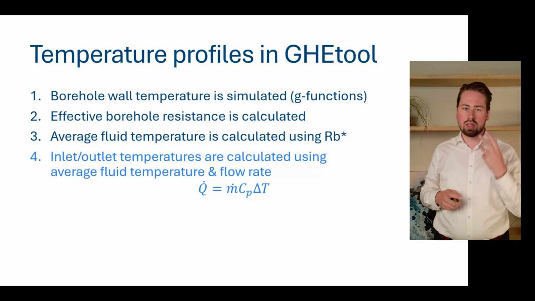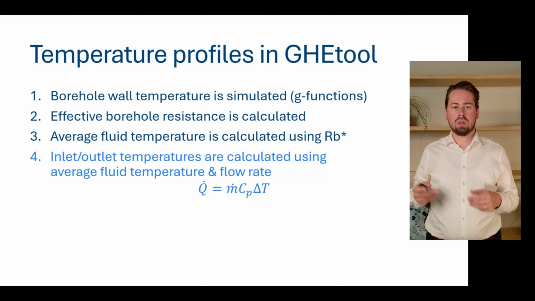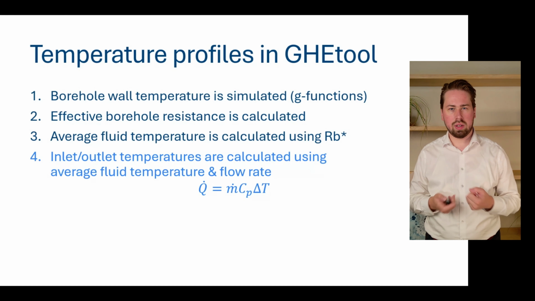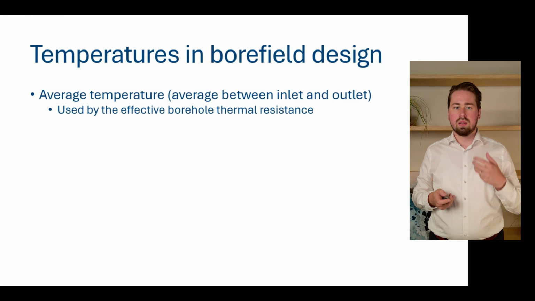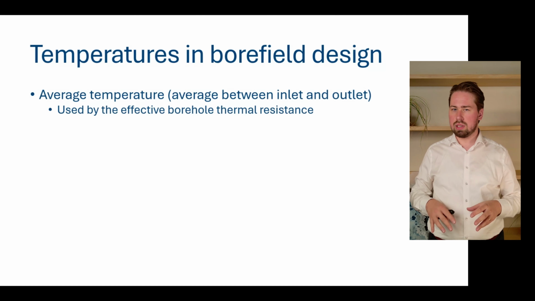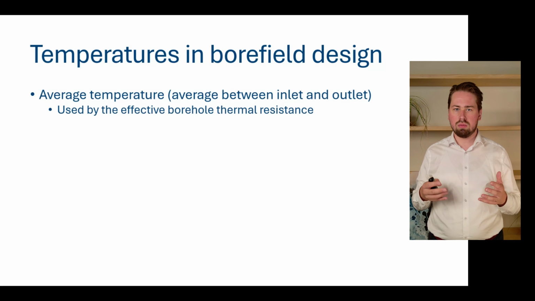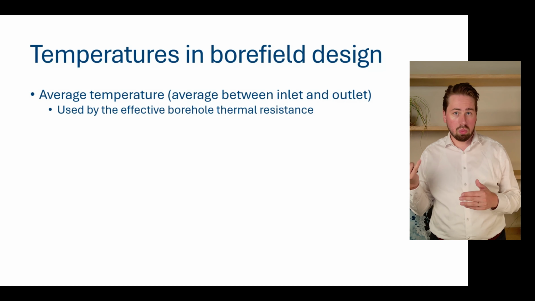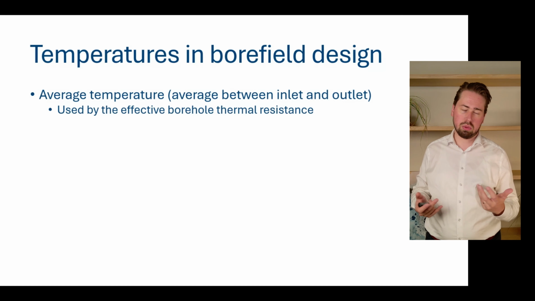So let us now discuss why we need three different temperatures, or at least what you can do with it, what you can learn from it. First, the average fluid temperature, the average between the inlet and the outlet, is basically what you've been working with before. It's used by the effective borehole thermal resistance, and it's the straight relationship between the borehole wall temperature on the one hand and the average fluid temperature.